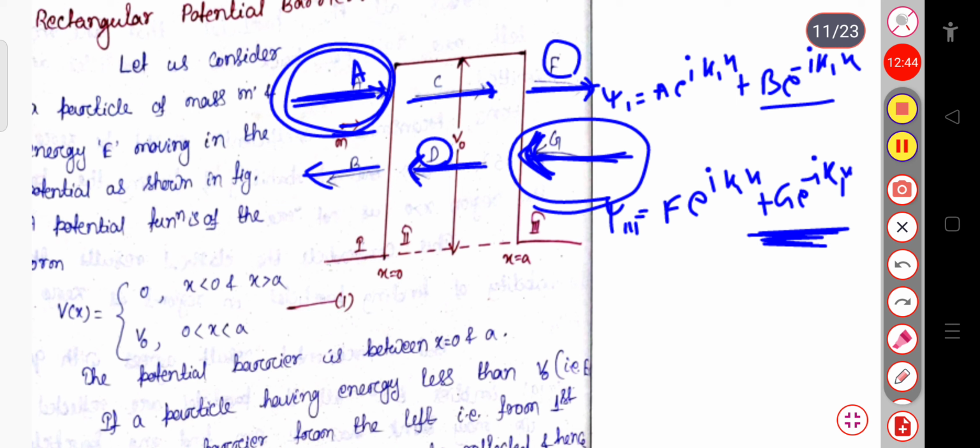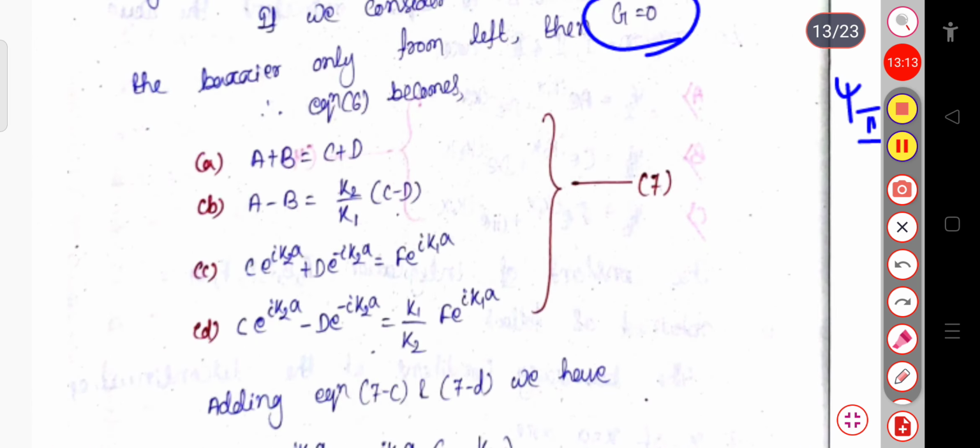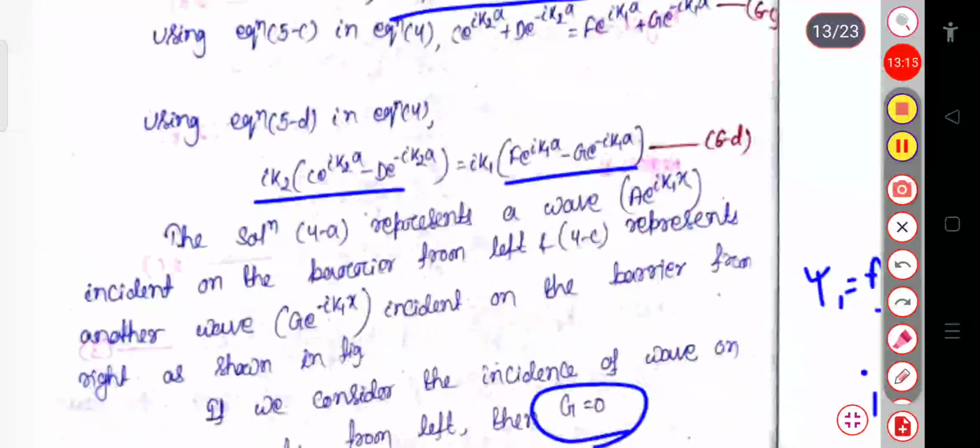Or if you see this side, if a is the incident one from the left hand side, you may consider that reflection may be possible from the right hand side also. So you cannot consider the two as incident. Here you may neglect either a or g, so you will neglect the g coefficient. Okay, that is g exponential minus iota k1x we may neglect. So we have put g to be 0, and now the equations become like this.